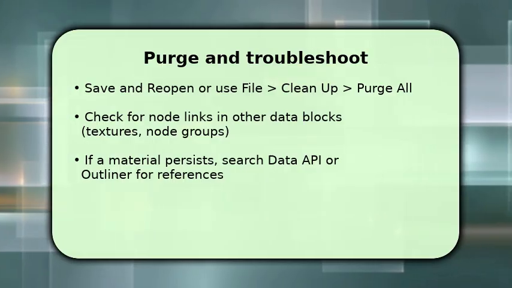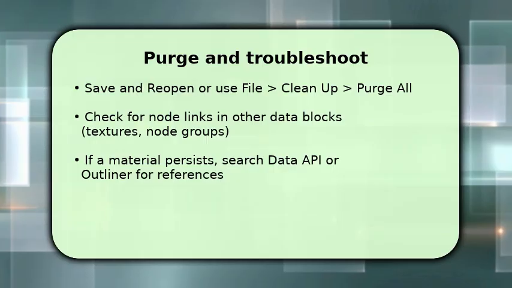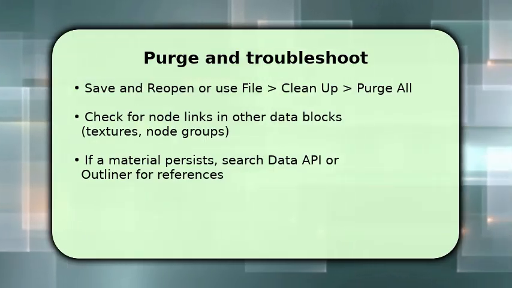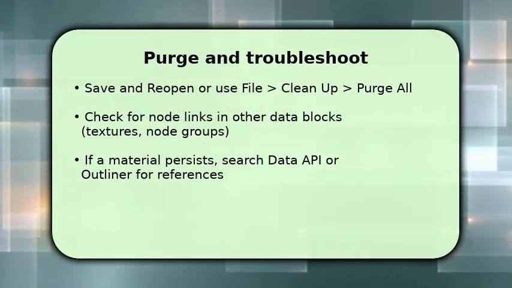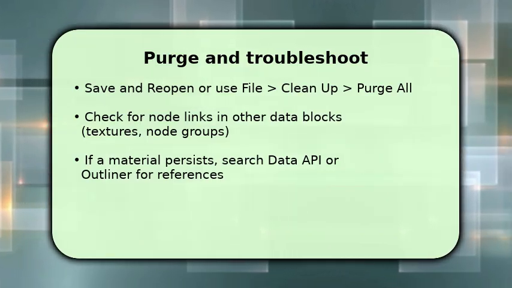You should also inspect node trees because textures or node groups can keep a material alive. Remove those links if needed. If a material still persists, search the Data API or Outliner for hidden references in collections, actions, or other objects.